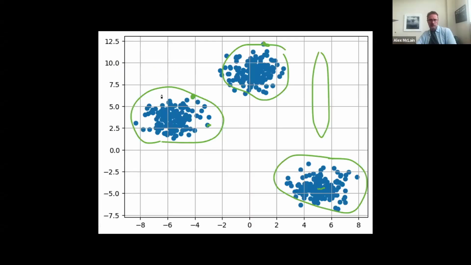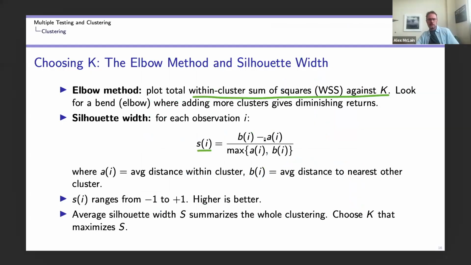So what is the average distance of that point and all these points over here? This would be the bi, the distance between this point and all these. ai would be the average distance of this point and all these over here. We take the difference of those two and we divide by whichever one of these is largest, usually going to be the bi component. si ranges from -1 to +1, higher is better.